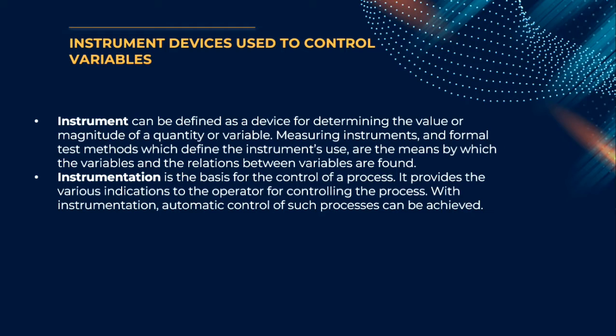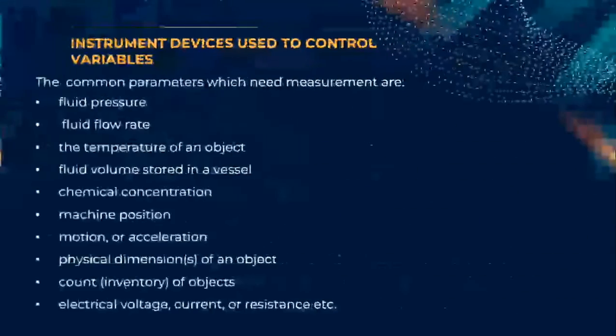Measuring instruments and formal test methods which define the instrument's use are the means by which the variables and the relations between variables are found. Instrumentation is the basis for the control of a process. It provides the various indication to the operator for controlling the process. With instrumentation, automatic control of such process can be achieved.